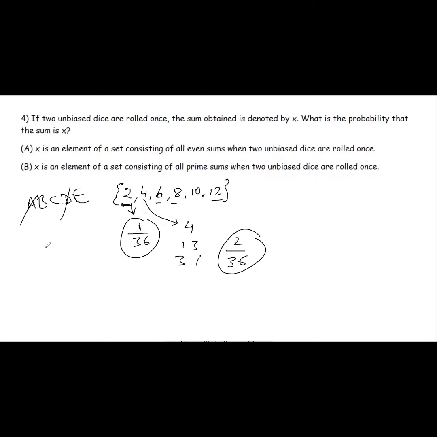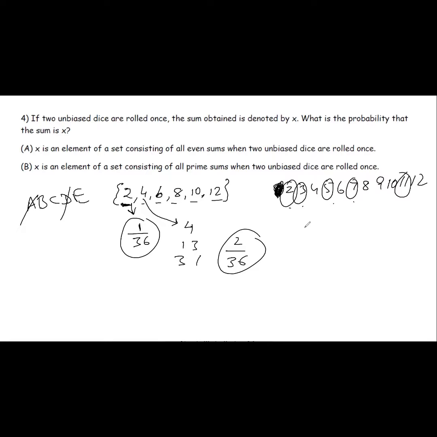B. X is the element of the set consisting of all prime sums when two unbiased dice are rolled once. So prime sums, between 1, 2, 3, 4, 5, 6, 7, 8, 9, 10, 11, 12. I'm sorry, 1 cannot show up because 1 is not possible. So these are the sums we can get, and out of these sums, the prime sums are 2, 3, 5, 7, 11. 1, 2, 3, 4, 5.